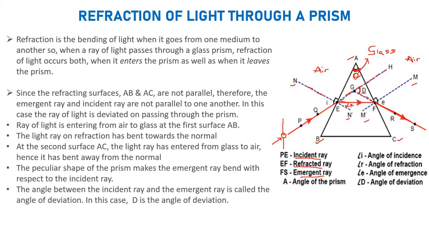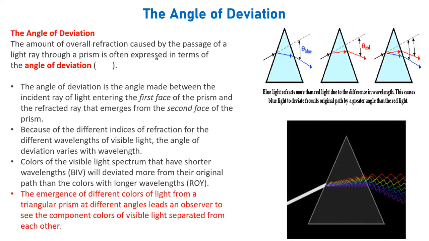So let's see what is exactly happening in the case of the rays. Here is our diagram, the angle of deviation. I have taken this topic because it is a very important concept to understand the deviation, or to understand how the different colors are coming out from your white light.